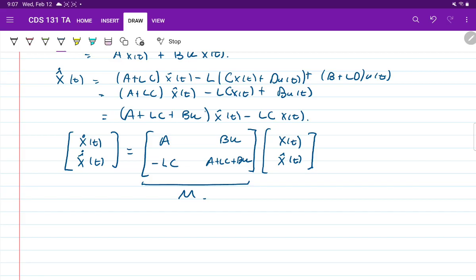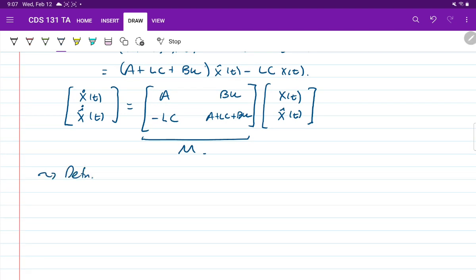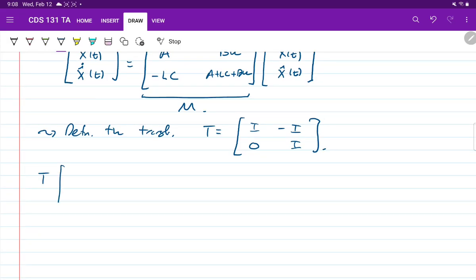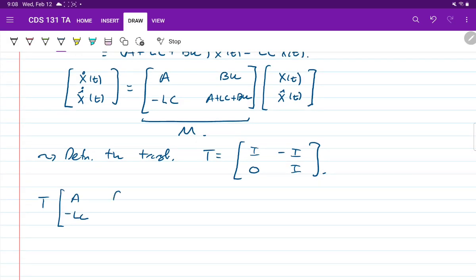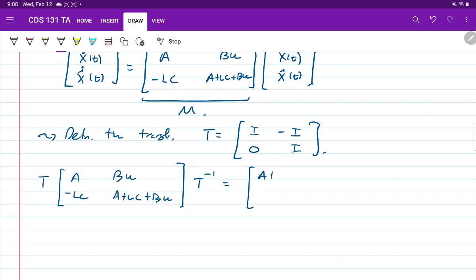Now I want to transform this matrix M into a form where it's really easy to compute the eigenvalues of M. So we'll define the transformation T equals [identity, minus identity; 0, identity]. If you compute T times [A, BK; minus LC, A plus LC plus BK] multiplied by T inverse, what you'll find is that this is equal to [A plus LC, 0; minus LC, A plus BK].